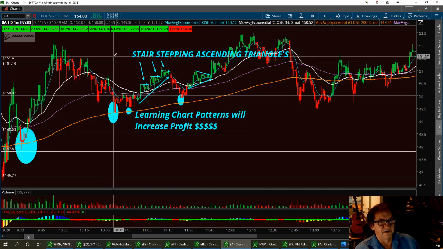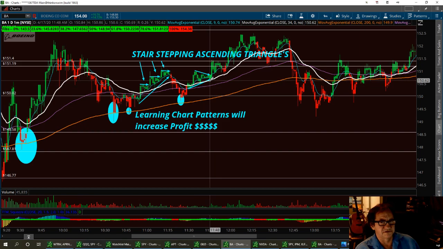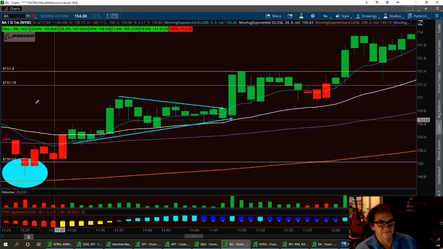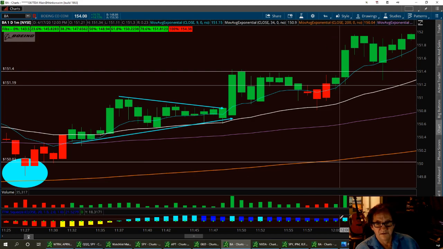I identified these stair-step patterns here last Friday, and then I also found this little pennant flag. We had a pennant flag right here Friday, and when we had that, she went ahead and broke on out and pulled back to that 34. Now I'm talking about Boeing. So I'm going to pull up the 5-minute chart.